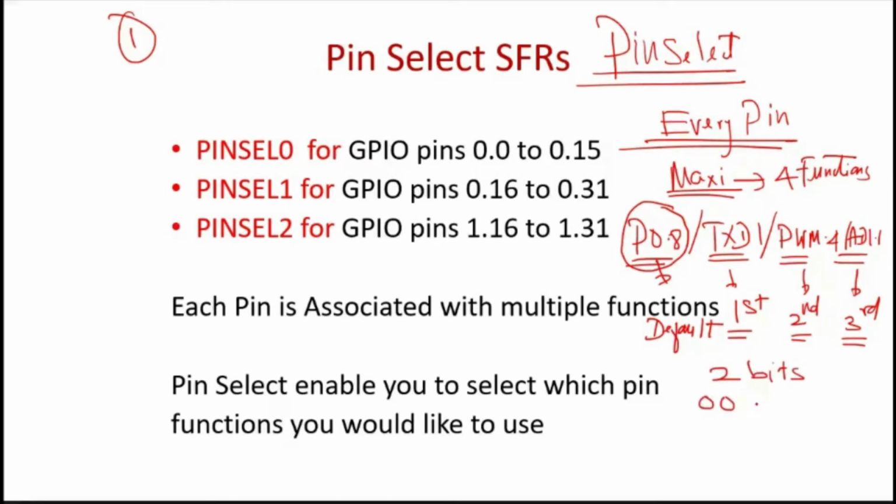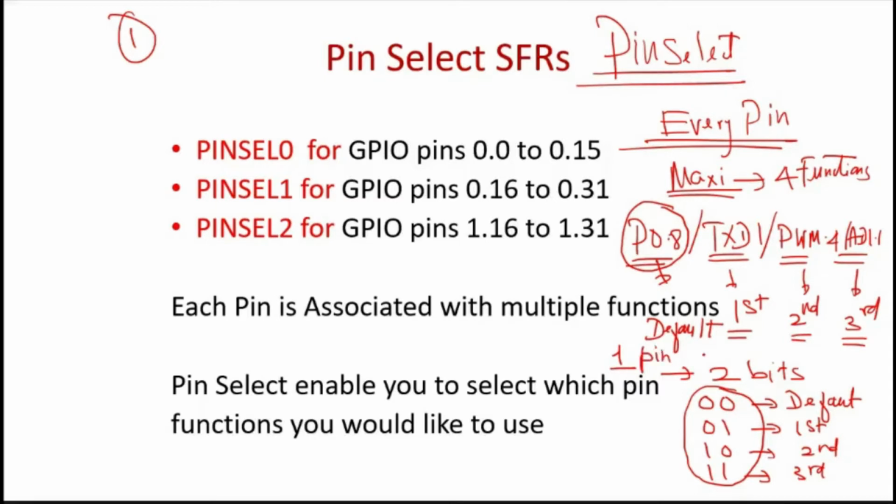Since you have 4 functions, we need 2 bits for specifying them. 0, 0 means the default function. 0, 1 means the first special function. 1, 0 means the second special function. 1, 1 means the third special function. Since there are 4 functions, you need 2 bits to specify which exact function the pin has to perform. So every pin takes 2 bits.